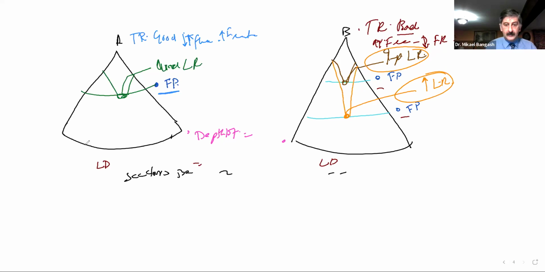So in this image here, in B, what do we have? There's a better lateral resolution, but that comes with a price of a poor or bad temporal resolution, due to the increased number of focal points.